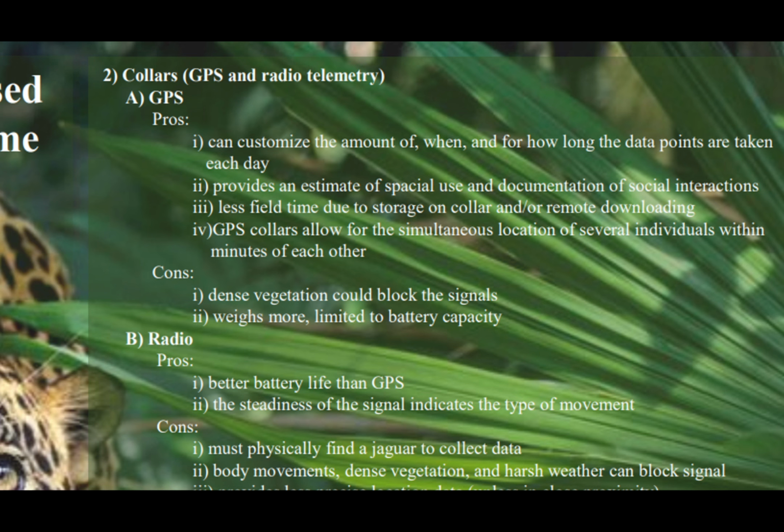Another pro is that GPS can provide an estimate of spatial use, and it can help document the social interactions between individual animals. Jumping to point 4 in this pros list, GPS collars allow for the simultaneous capturing of locations of multiple individuals within minutes of each other. So you can kind of see how they interact with each other in real time. Another pro for GPS is that it will require less field time because with the collars, you could store data points on the collar, and you could also have the option to remotely download your data points.